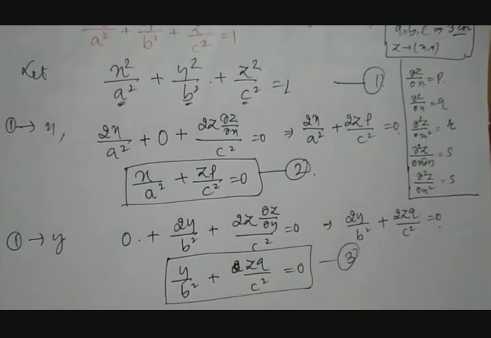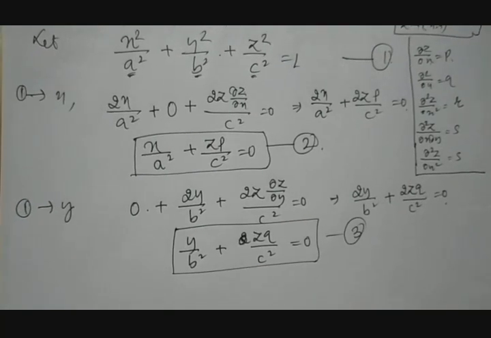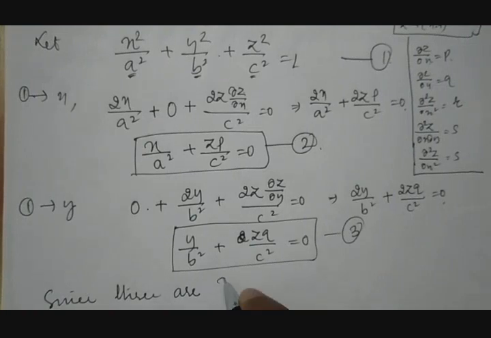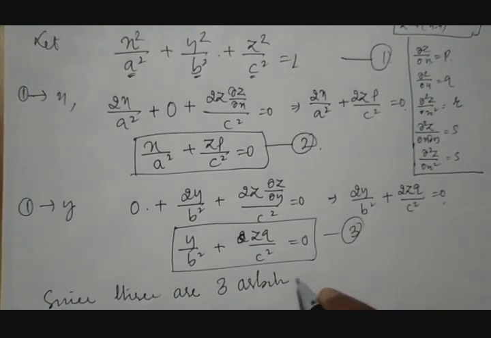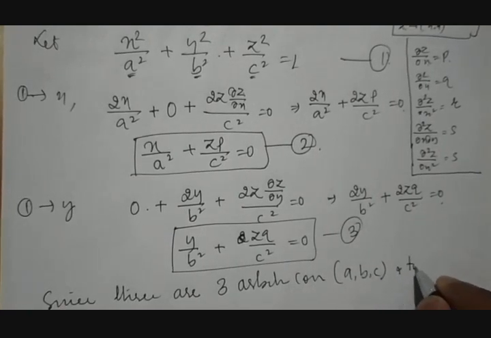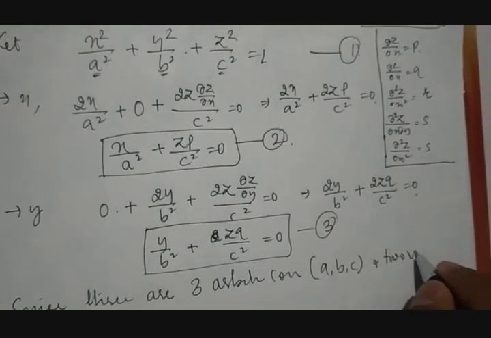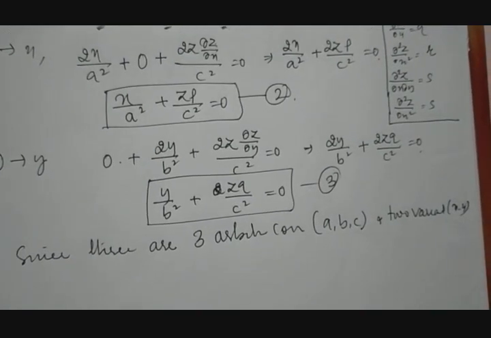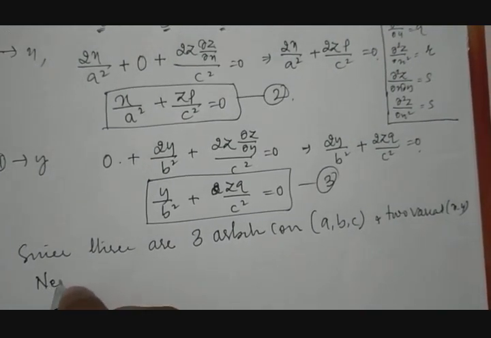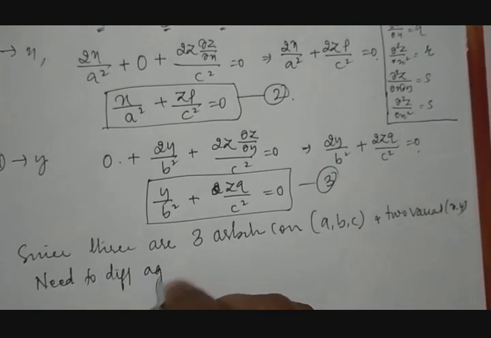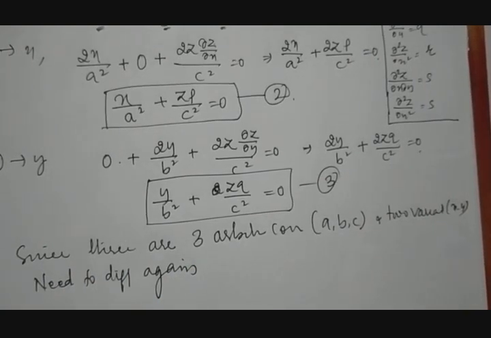Whether it is possible or not, let us see. If these two are the things, but one thing we should remember, since there are three arbitrary constants, that is A, B and C, and there are only two variables x and y. Therefore 100% we need to differentiate it again. Okay, so what to do?